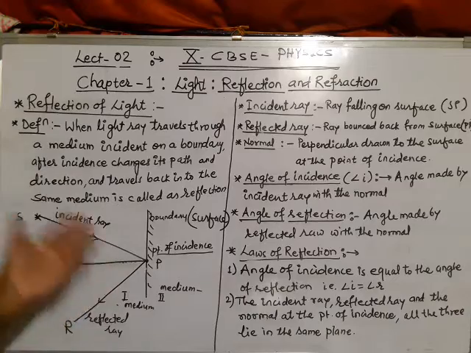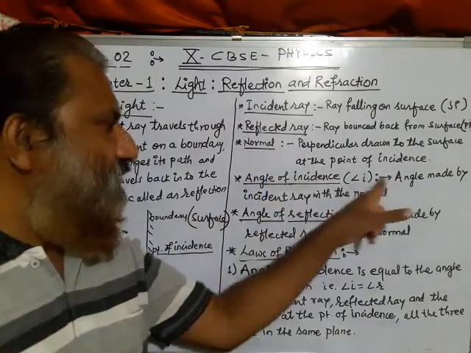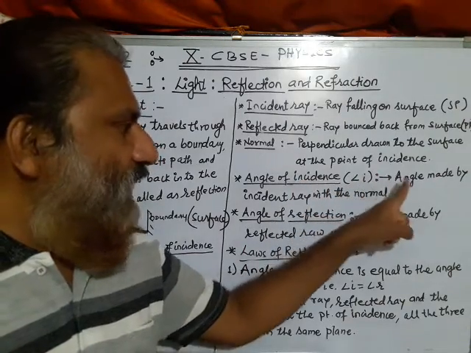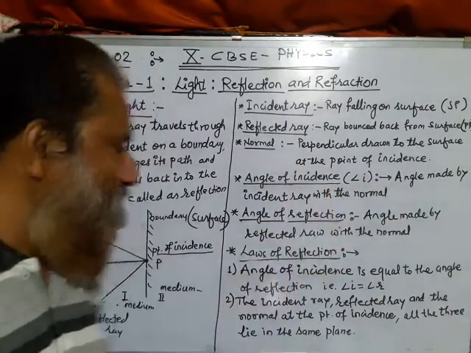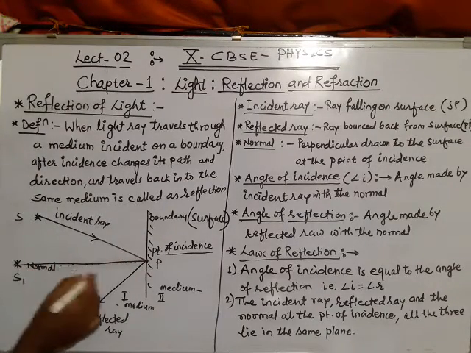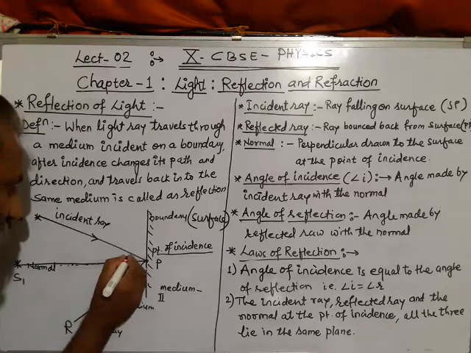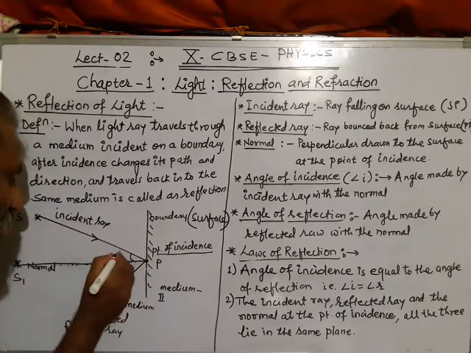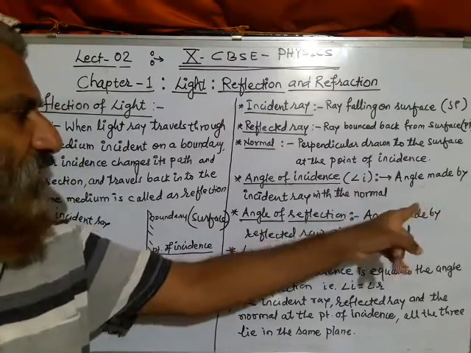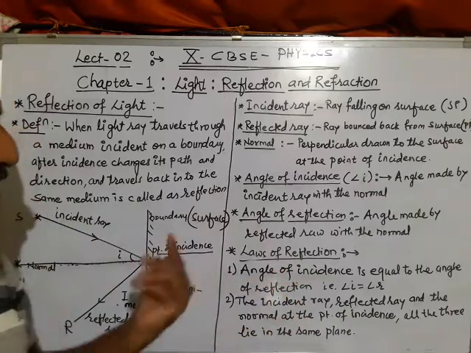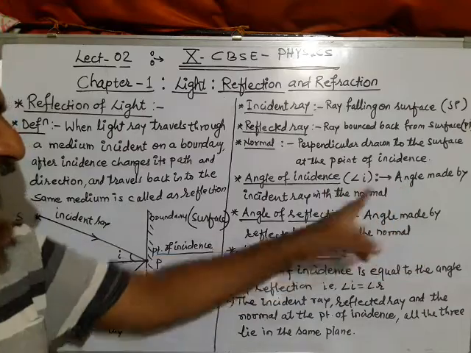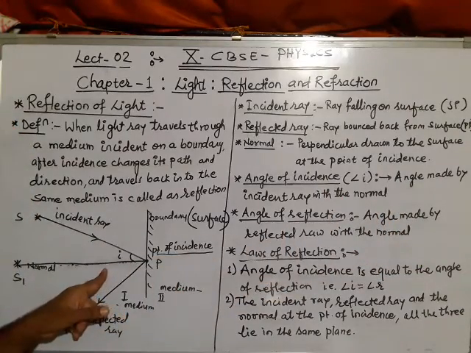We will discuss that role with the help of the next heading, the angle of incidence. Look at this angle of incidence, it is angle I. It is the angle made by the incident ray with the normal. This SP is the incident ray and this is the normal. The incident ray makes some angle with the normal, and this angle is called I, the angle of incidence. So the angle made by the incident ray with the normal is called the angle of incidence I.